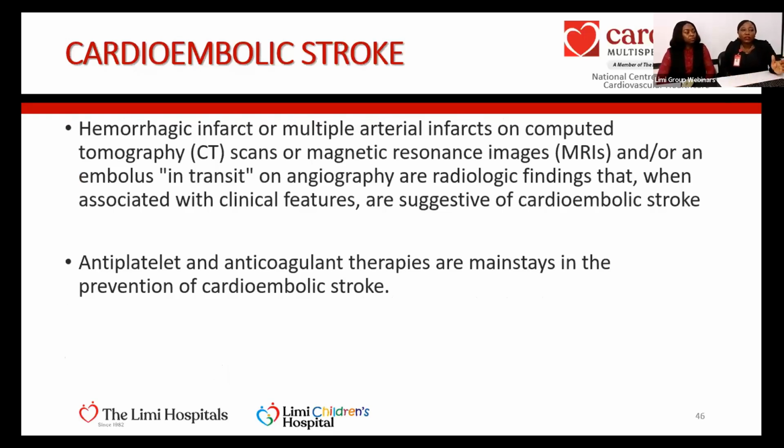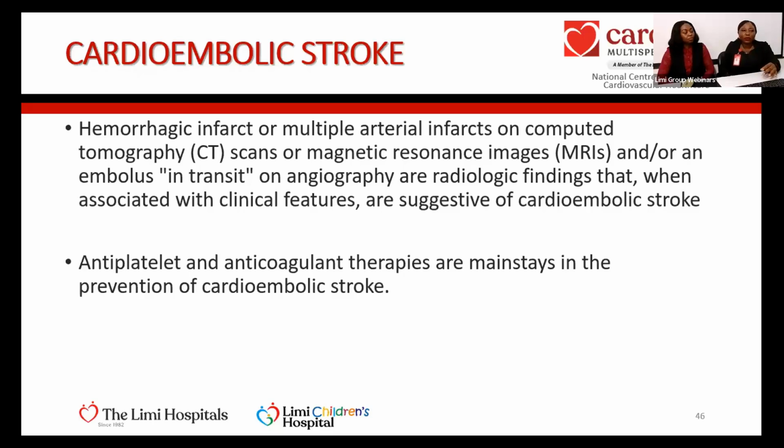So hemorrhagic infarct or multiple arterial infarcts will be seen on CT or MRI. These are the ones where you might see multiple infarcts. It might not be just one segment affected. It might be the frontal, parietal, or you are seeing it in your occipital. You're already wondering, why is it scattered all over? Yes, it's of vascular origin, but it seems like it's hitting different territories. You want to ensure that you rule out a cardioembolic stroke, because for this one, you need to place the patient on an anticoagulant.